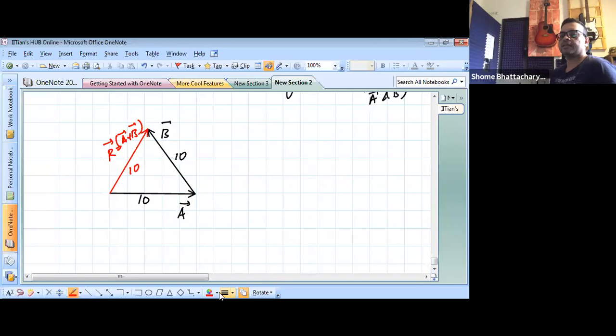So that means it's an equilateral triangle, which means that this exterior angle, which is the angle between A and B, is 120 degrees. So theta, the angle between A and B, is 120 degrees, because these three angles are equal. So theta will be 120. So this is the geometrical solution.